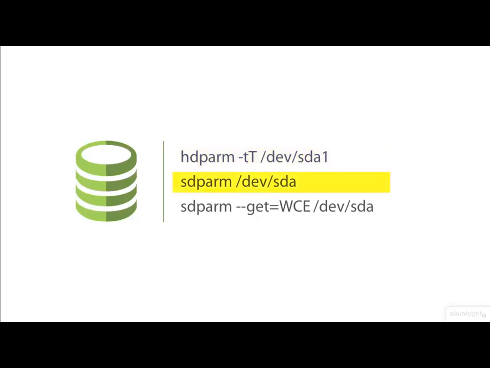If we use something like sdparm /dev/sda, we can read some of the parameters back from the disk. If we just want to read a single parameter, we could use then --get=WCE to see if the write cache is enabled for a particular disk. There are many different switches and options that we can use, but let's just go through and take a look at a few of these.